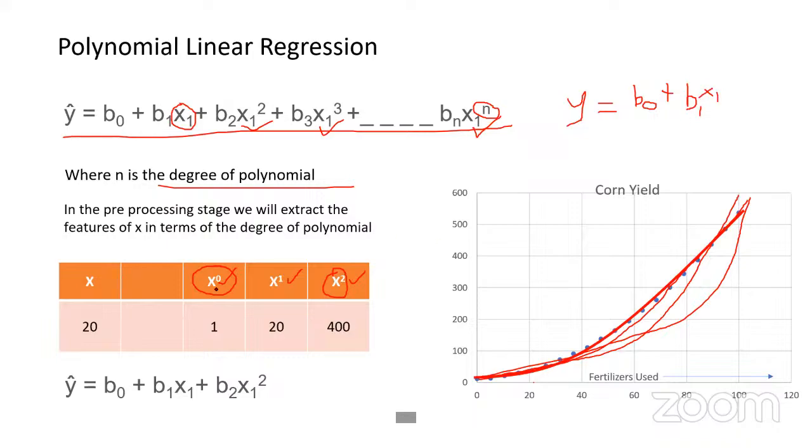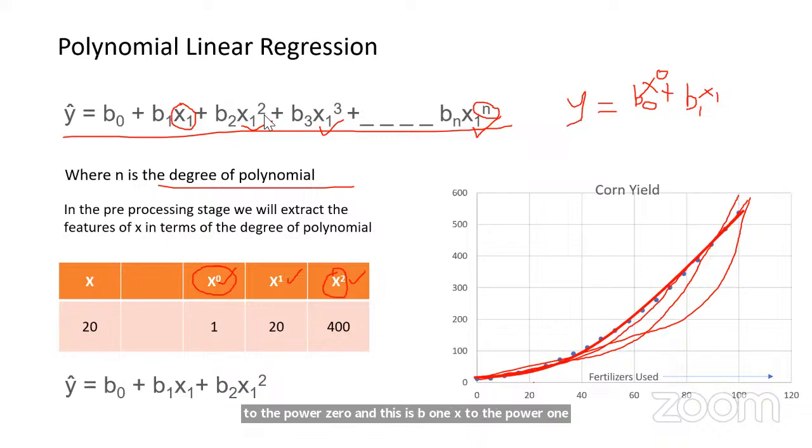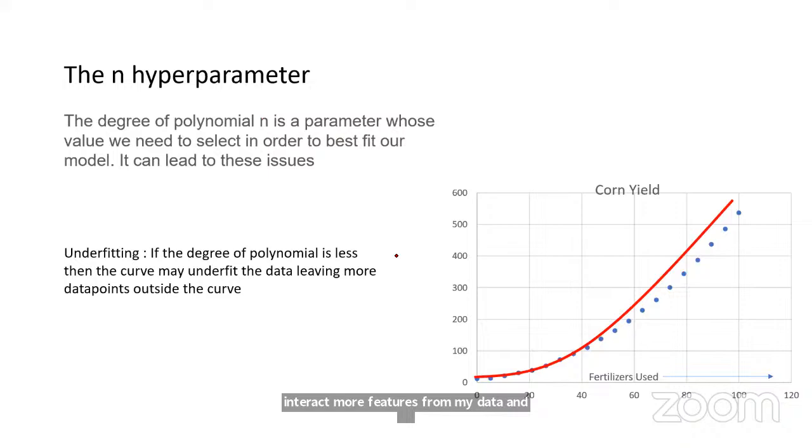So x to the power 0, this is b0 x to the power 0, and this is b1 x to the power 1 plus b2 x to the power 2 plus b3 x to the power 3 plus and so on up to x to the power n. All right. So I extract more features from my data, and by extracting features, I can fit a curve also with linear regression. All right.